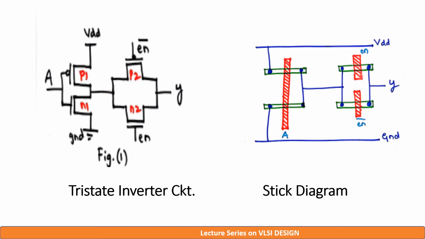The transmission gate is a parallel connection of a P transistor and an N transistor. So polysilicon overlapped by P diffusion will form a P transistor. Polysilicon overlapped by N diffusion will form an NMOS transistor. Sorry, this has to be enable and this should be enable bar. The NOT gate output is fed as input to the TG, and both drain terminals of the TG are shorted, which gives the output of the tri-state inverter.